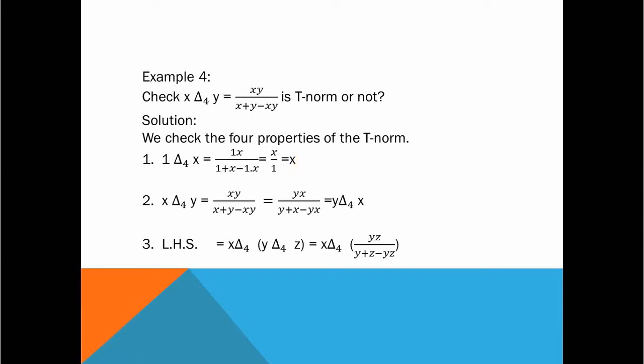Now we see the second property. x delta 4 y is equal to xy divided by x plus y minus xy. We can write this expression in this way: xy can be written as yx, so we write yx divided by y plus x minus y dot x. It is multiplication, so we can change the positions of xy as yx. But this is y delta 4 x, so it means that x delta 4 y is equal to y delta 4 x. So our second property of T norm is also satisfied.